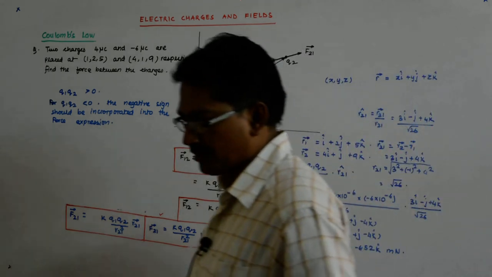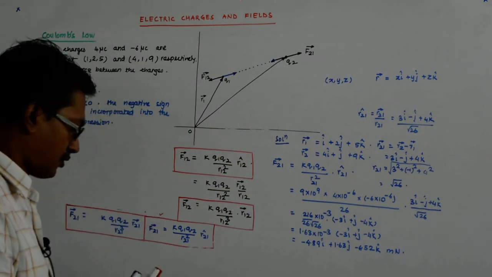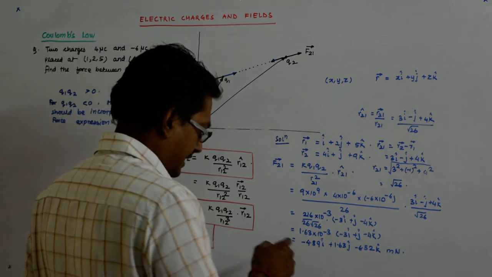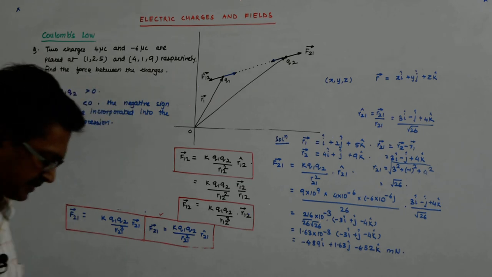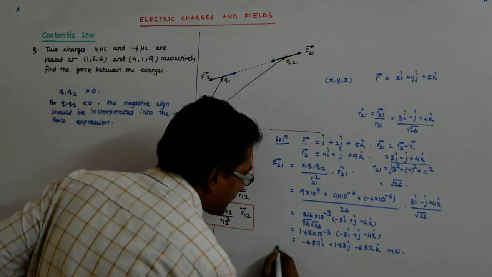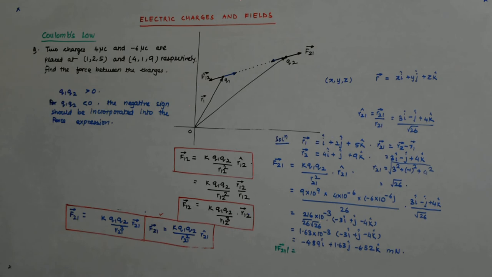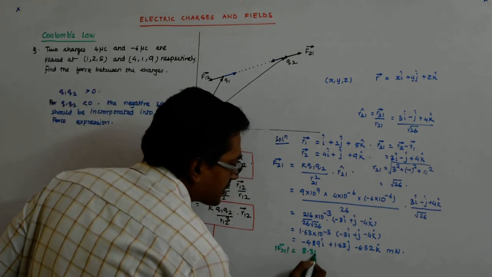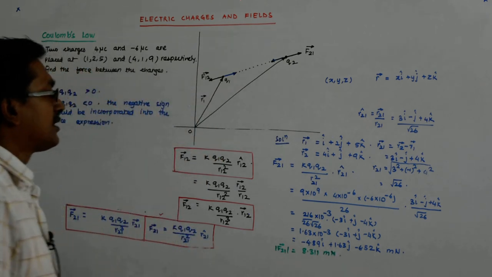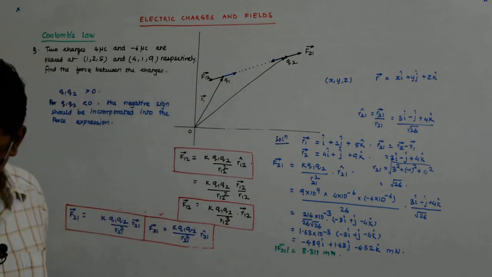What if you try to find out the magnitude of the force at this point? What is mod F21? It is minus 4.89 whole squared, so 4.89 squared plus 1.63 squared plus 6.52 squared, all under the root. It is 8.311 millinewtons. And you should get the same thing from here. Understand?